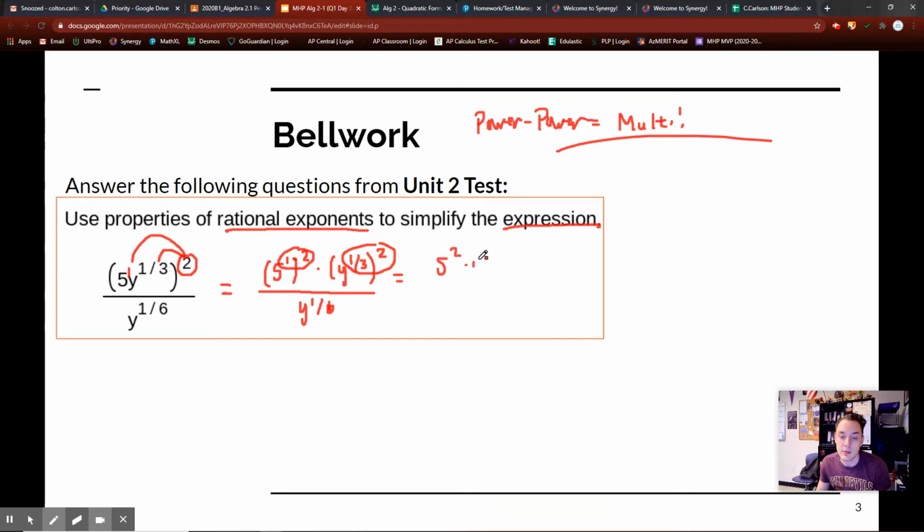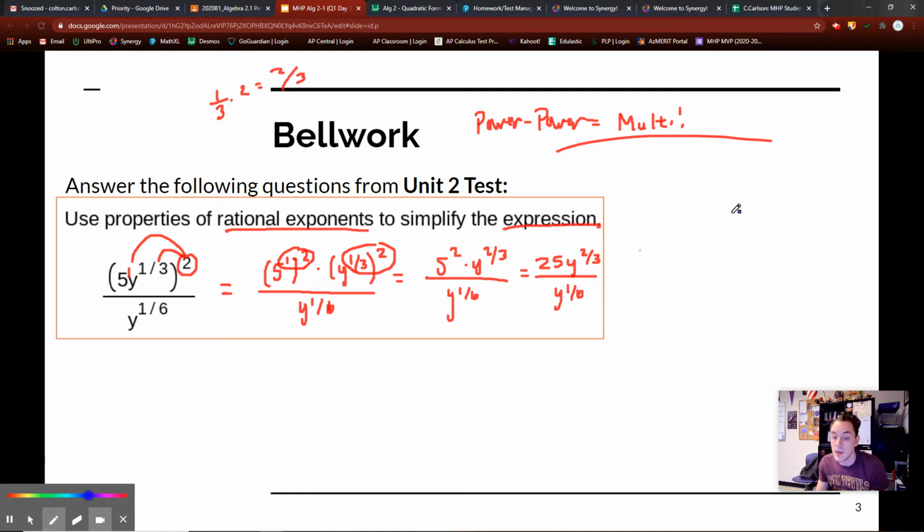And then this would just be y to the 2/3. 1/3 times 2 just gives me 2/3. Okay? And this is all over y to the 1/6. Okay, what does this equal? Well, this is going to be 25, and then this is y to the 2/3 all over y to the 1/6.